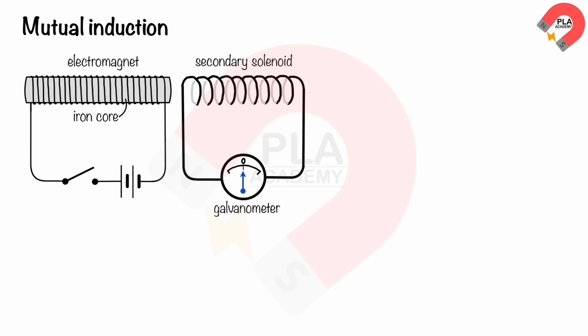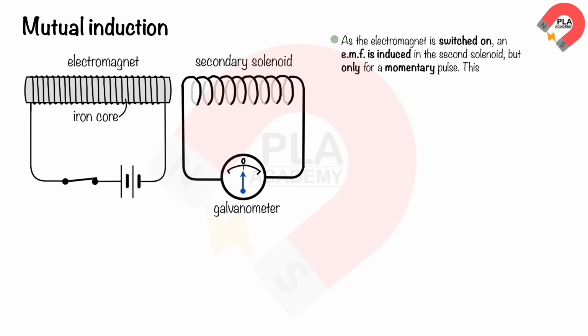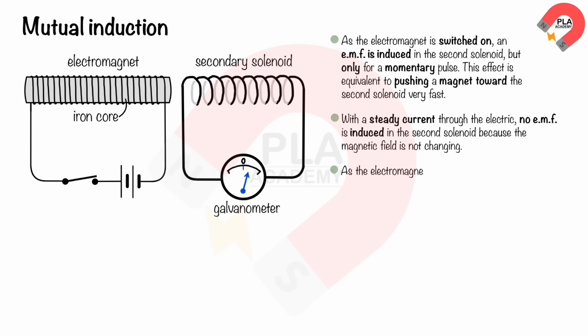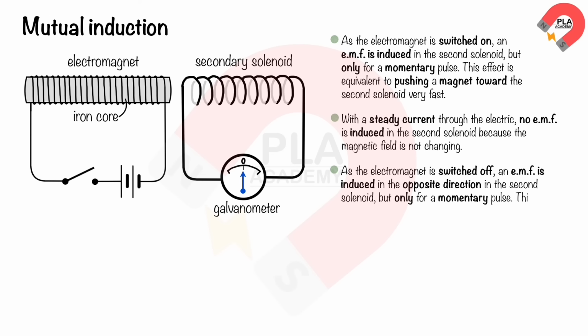Mutual induction. As the electromagnet is switched on, an EMF is induced in the second solenoid, but only for a momentary pulse. This effect is equivalent to pushing a magnet toward the second solenoid very fast. With a steady current through the electromagnet, no EMF is induced in the second solenoid because the magnetic field is not changing. As the electromagnet is switched off, an EMF is induced in the opposite direction in the second solenoid, but only for a momentary pulse. This effect is equivalent to pulling a magnet away from the second solenoid very fast.